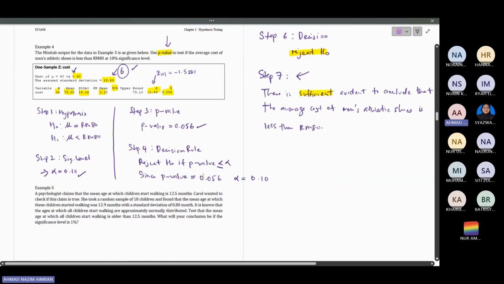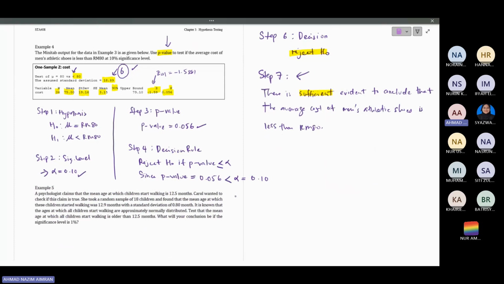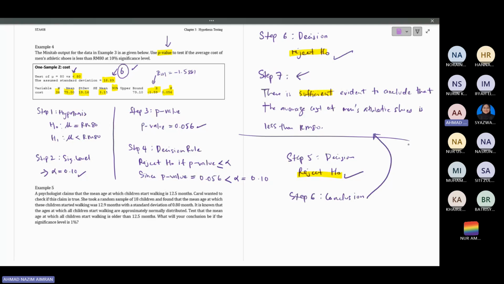Since p-value, for example number 4, since p-value 0.056 is less than alpha, the decision is the same. I will speed it up. So step 5 is decision. You should get the same decision, that is to reject the H null. Okay. Reject H null and reject H null. And for step 6, is the same conclusion, you can just write this conclusion again.